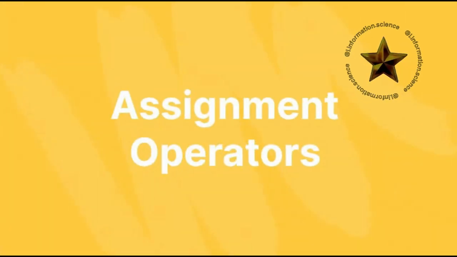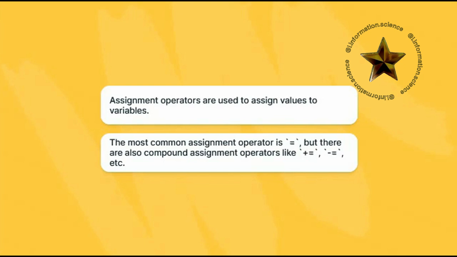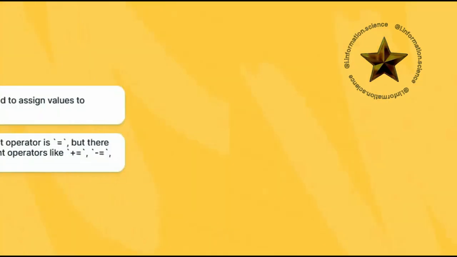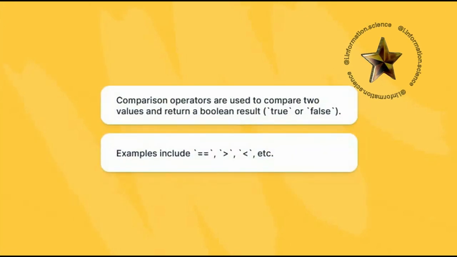Assignment operators. Assignment operators are used to assign values to variables. The most common assignment operator is equals, but there are also compound assignment operators like plus equals, etc. Comparison operators. Comparison operators are used to compare two values and return a Boolean result, true or false. Examples include is equal to, etc.